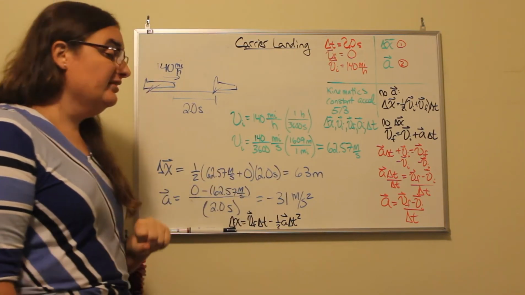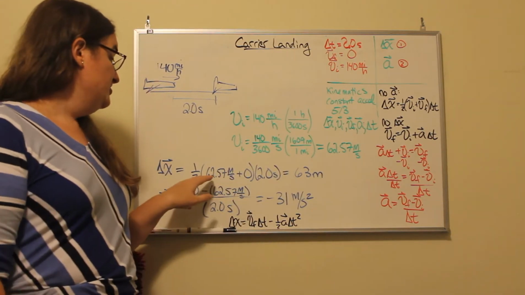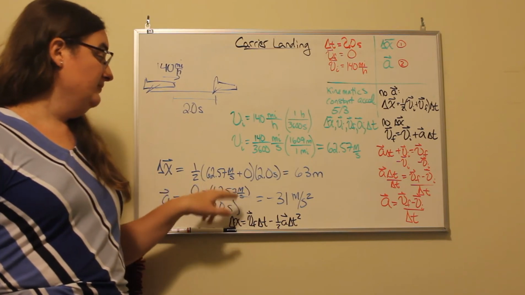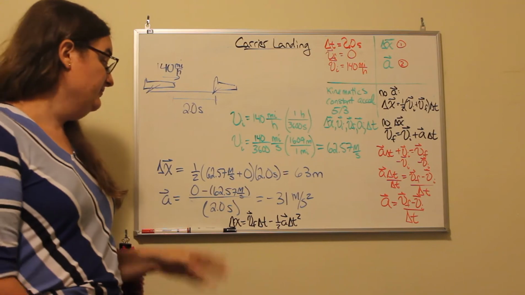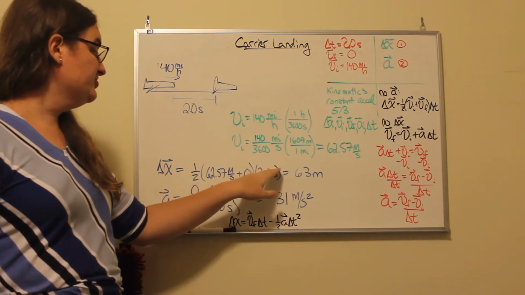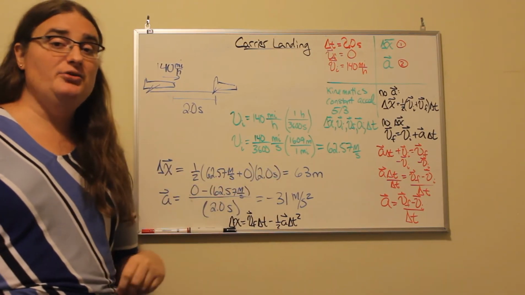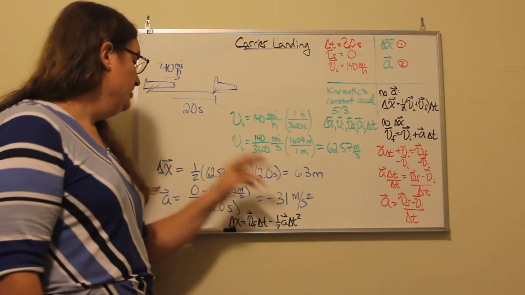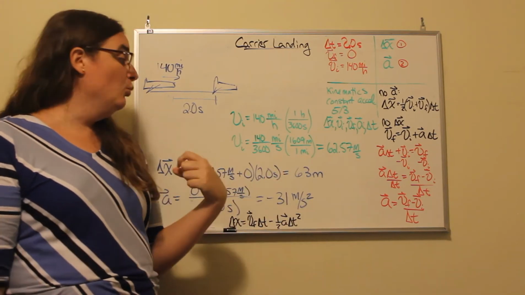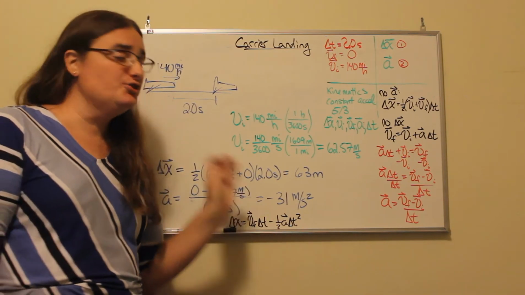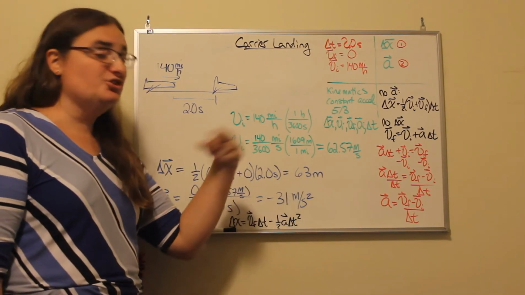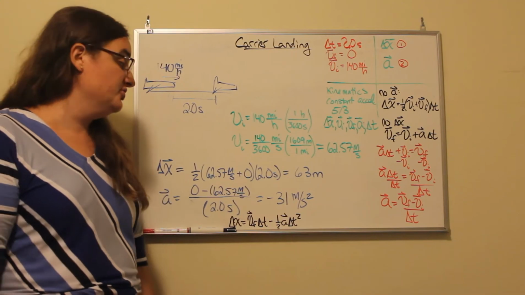So to calculate my displacement, 62.57 meters per second plus 0 is still 62.57 meters per second, times 2 seconds cancels out my second units, so I have units of meters. 2 times 1/2 gives me 1. So the plane travels 62.57 meters, which to 2 significant digits will round to 63 meters.